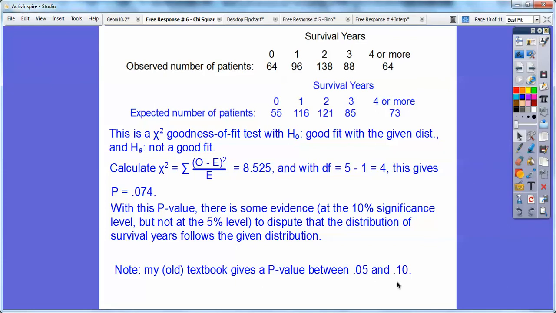So that's just a reminder of how to use your chi-square distribution. I'd say yes, there is some evidence to dispute that, to say that it is not a good fit, but it's not at the 5% level. It is at the 10% level.